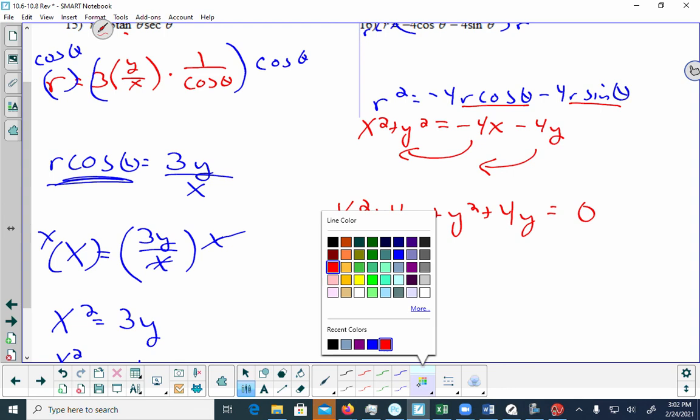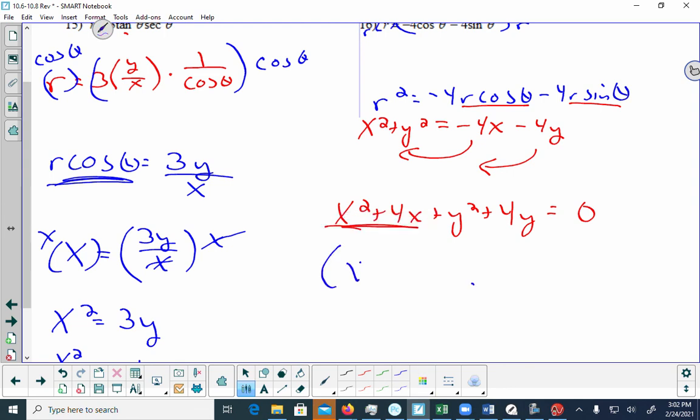So when I complete the square for x, I'm going to ask myself, what is half of 4? And you're going to say 2. And what is 2 squared? You're going to say 4. I'm going to add 4 to this side, which means I have to add 4 to the other side. Completing the square for the y's, I'm going to take half of 4, which is 2. 2 squared is 4, so I'm going to add 4 to this side, add 4 to this side, and I'm going to get 8. This is a circle.